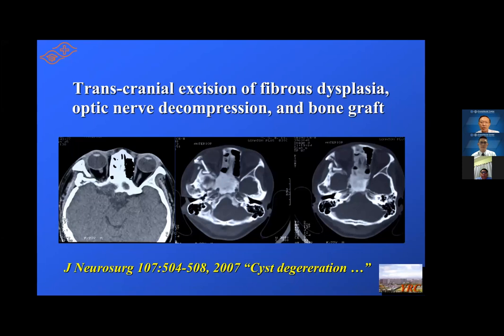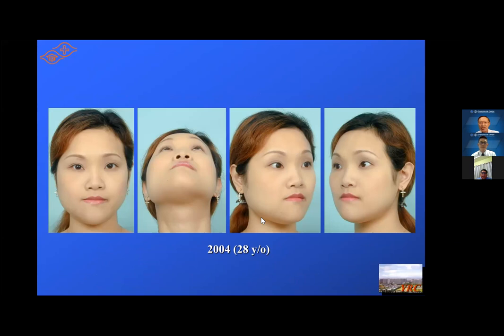And we surely reported along with Dr. Lois in the Journal of Neurosurgery about cystic degeneration. And this lady had some other areas of cystic degeneration with painful cysts that we removed and regrafted, and the mandible was removed and regrafted many times. And she got married and has one girl who grows quite normally.